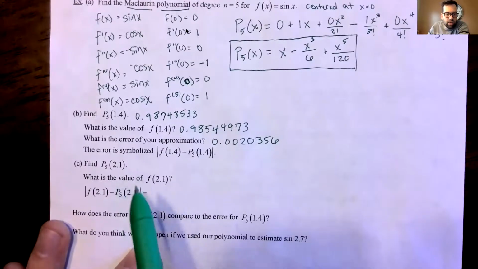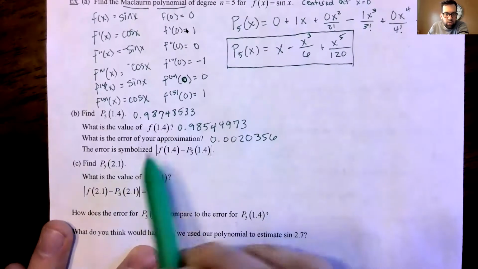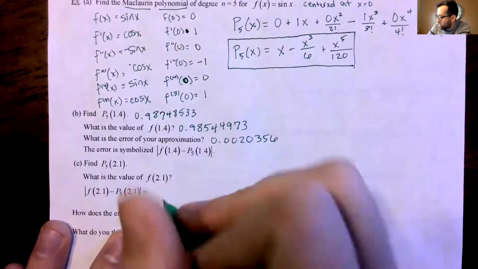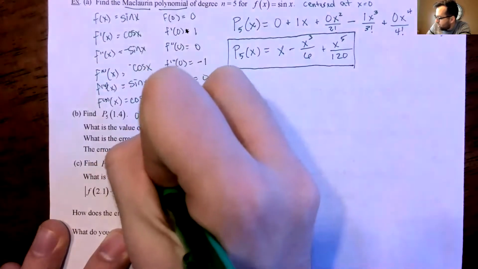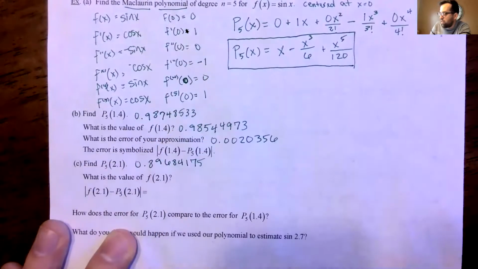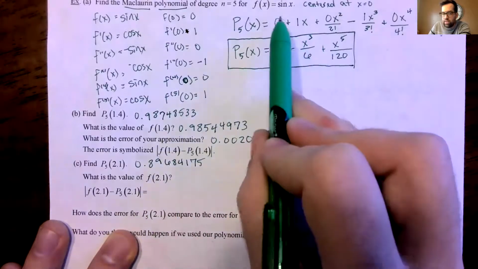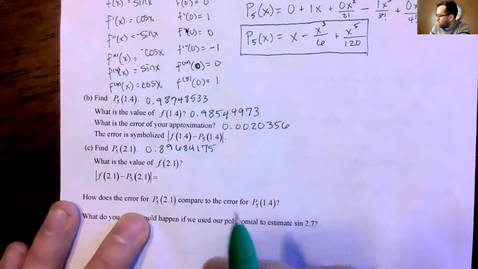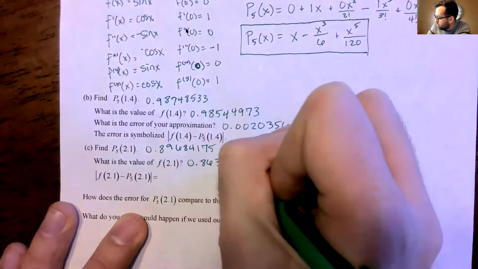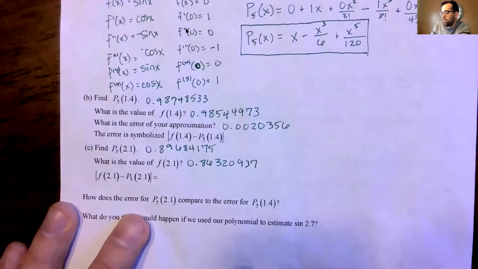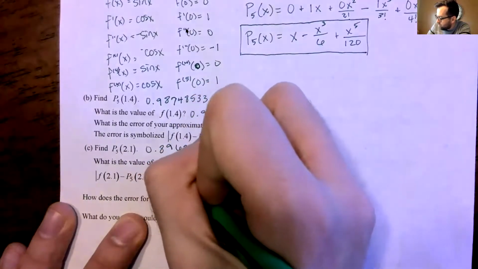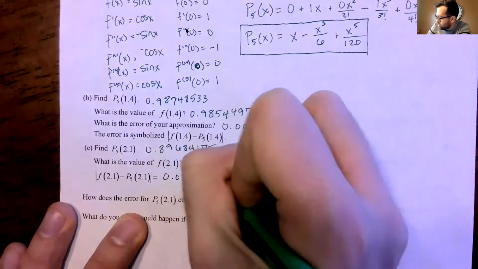Let's try the same work again for 2.1. So if you plug in 2.1 into our approximation for each of the x's, you're going to end up with a decimal that is about 0.896847175. If we plug 2.1 into sine of x, however, we get 0.86320937. This time the error, if we subtract and take the absolute value, is going to be 0.033633238.